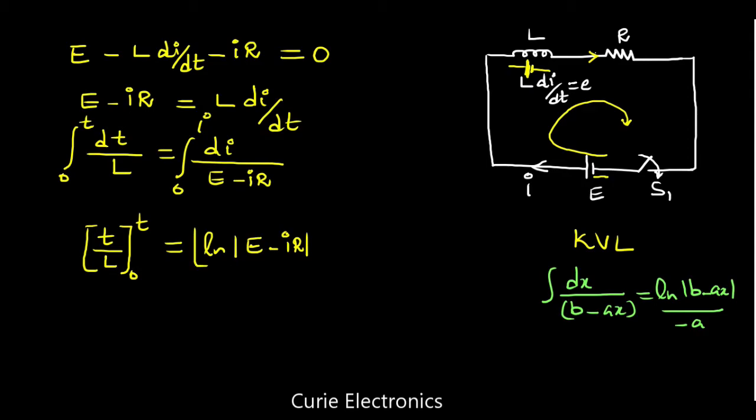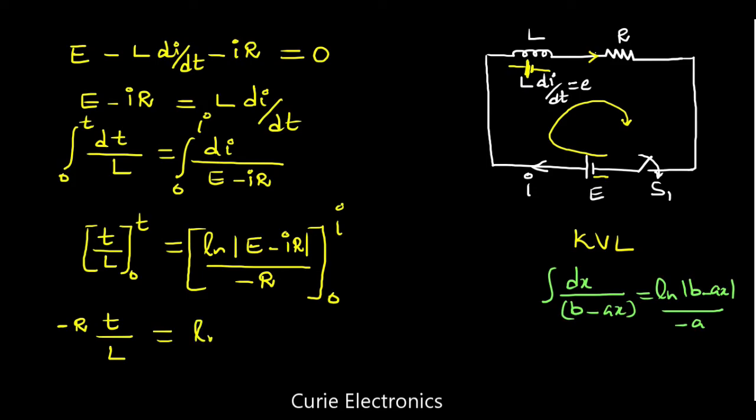Oh, okay. I have to write minus IR. So what is the limit of this? The limit is from 0 to I. And now I'll put the limit on the left side. So what will I get? I'll get t upon L equals the right side. This R is a constant, so I will take minus R here before applying the limit. Okay, now I'll apply the limit.